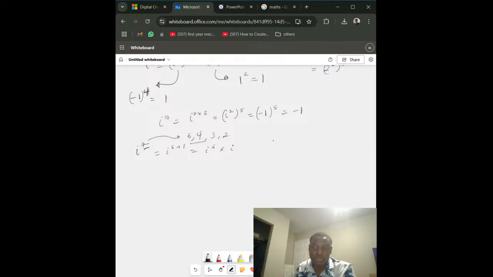So let's just shelf this here. And then if you had to use 4, for example, let's say we have to use 4. If we had to use 4, we would have i raised to the power 7 is equal to i raised to the power 4 plus 3, right? And then that means we have i raised to the power 4 times i raised to the power 3, I meant to say.